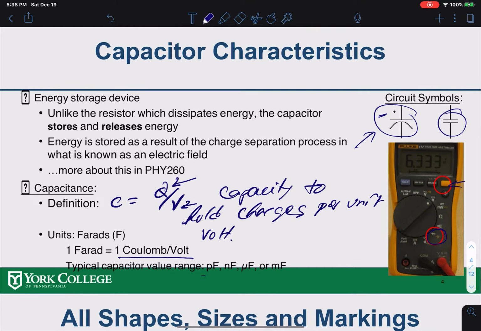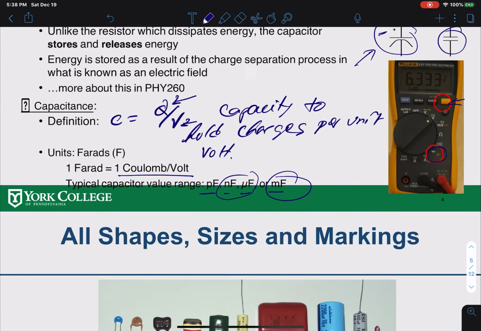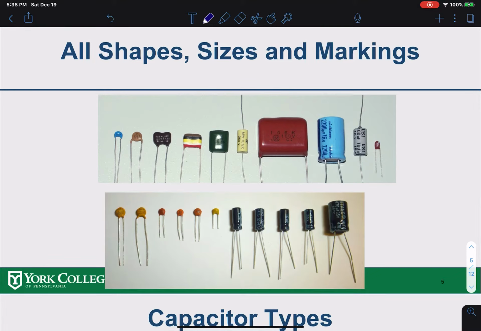And for capacitance, normally we have picofarad, nanofarad, microfarad, while millifarad is too big. In the lab, we normally use these two, nanofarad and microfarad. These are different shapes and sizes of capacitors here. You will see them in your lab when you use them to build circuits.